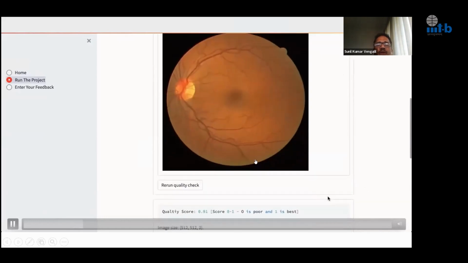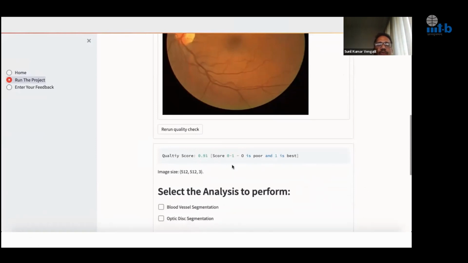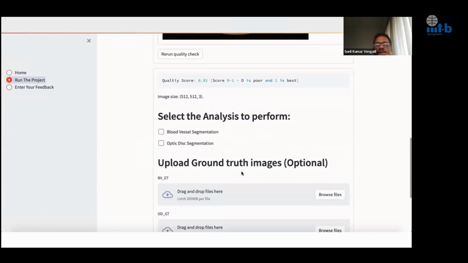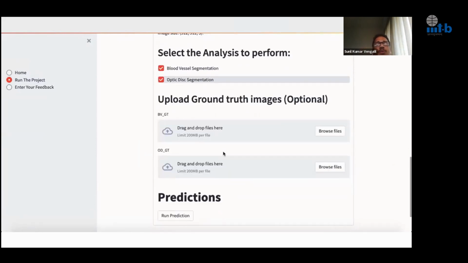So initially we check the quality of the uploaded image and we report the quality score. This one is a very good image with a quality score of 0.91. A quality score of 0 is poor and 1 is the best quality score. And now I can select what kind of analysis I need to perform.